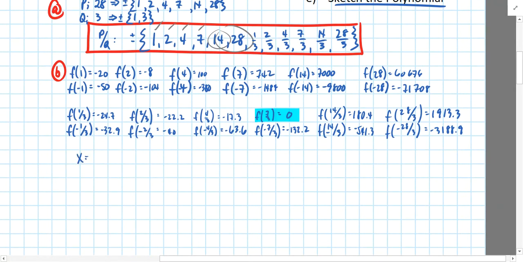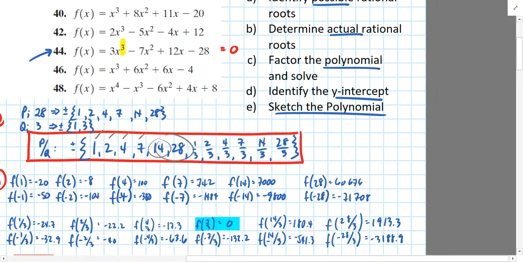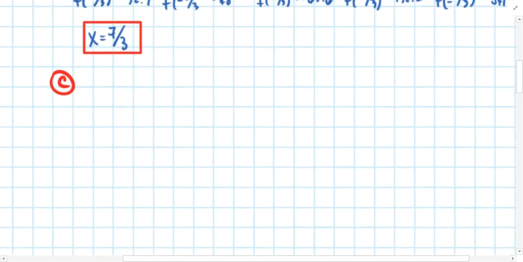So we'll say x equals 7/3. And if there was a list of them, I would create a whole list, but there was only the one there. So that answers part B. Now for part C, factor and solve the rest of the polynomial.